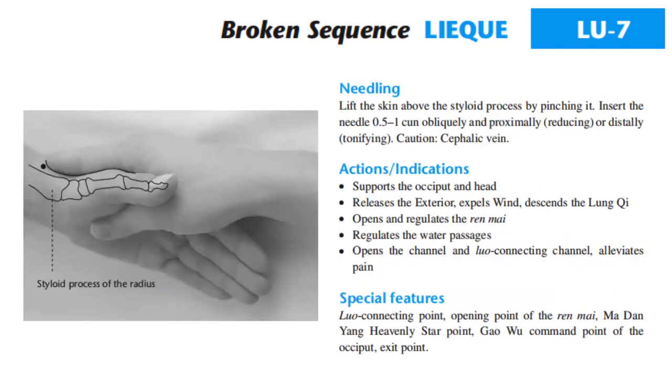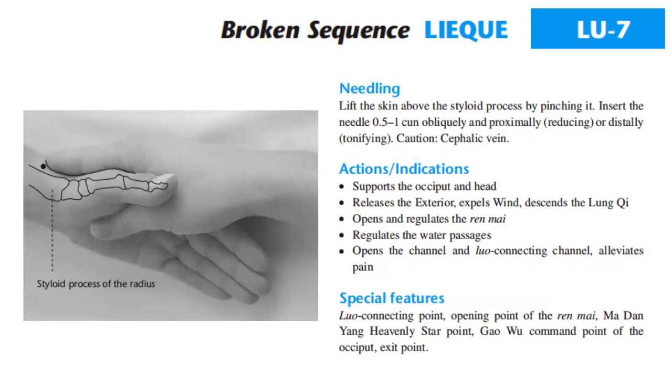Needling of Lung 7. Lift the skin above the styloid process by pinching it. Insert the needle 0.5 to 1 cun, obliquely and proximally, that means reducing, or distally when you tonify. Caution, cephalic vein. Actions or indications of Lung 7: supports the occiput and head, releases exterior, expels wind, descends lung qi, opens and regulates Ren Mai, regulates water passages, opens the channel and Luo-connecting channel, alleviates pain.